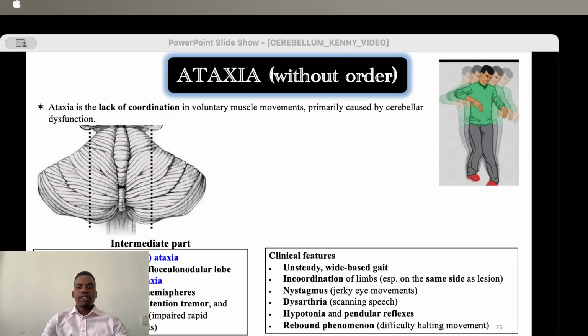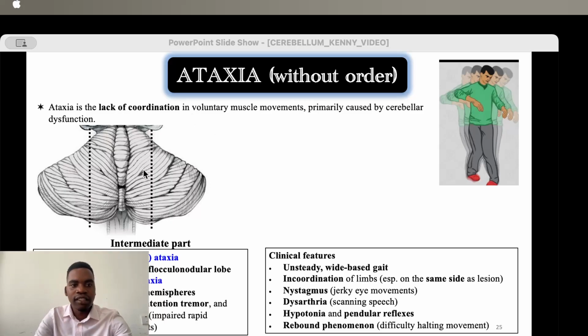So to begin with, we'll talk about ataxia. Ataxia literally means out of order or without order, because the word taxis comes from Latin, where it means order. So it basically means a lack of coordination. When someone has lost the sense of coordination, that is when we say that someone has got ataxia.